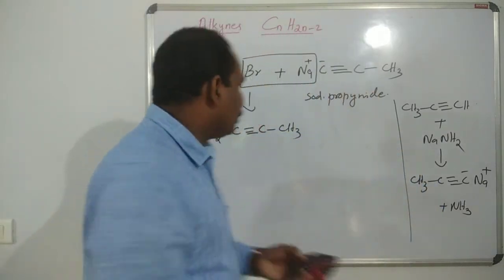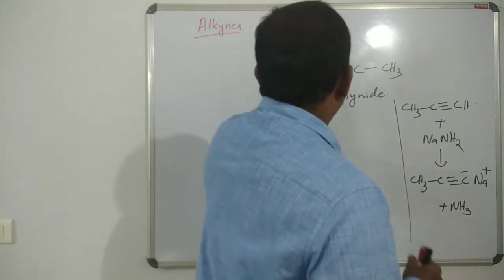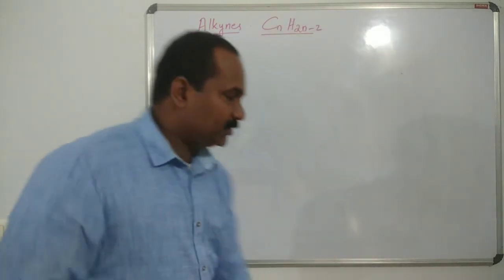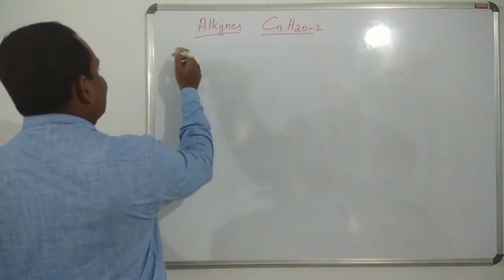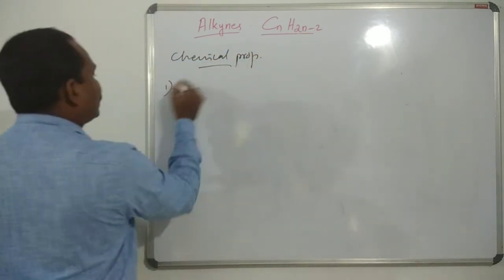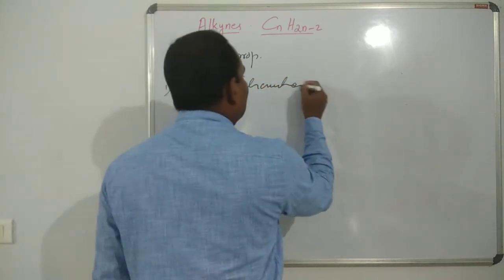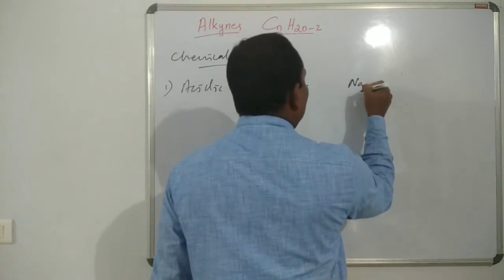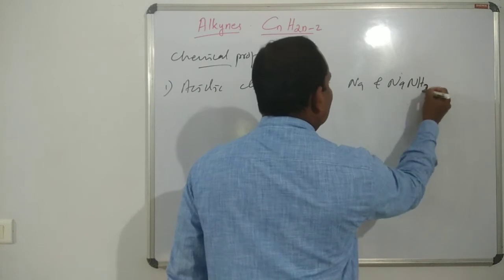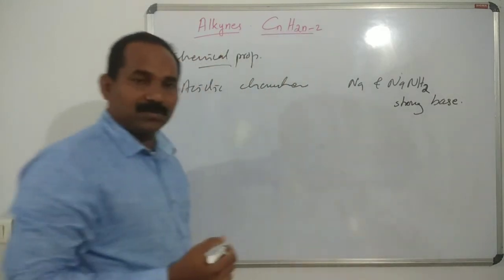Okay. So chemical properties, acidic character of alkynes. Chemical properties. First one is acidic character, due to the reaction with sodium and sodium amide. Sodium amide is a strong base. This is a strong base. Okay.